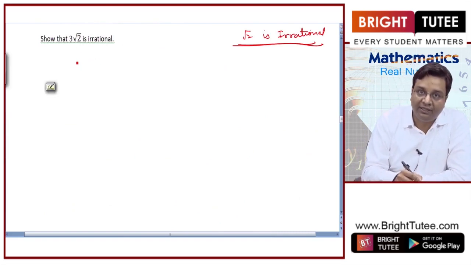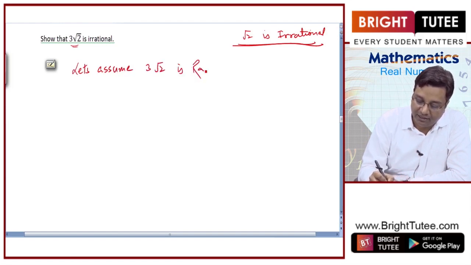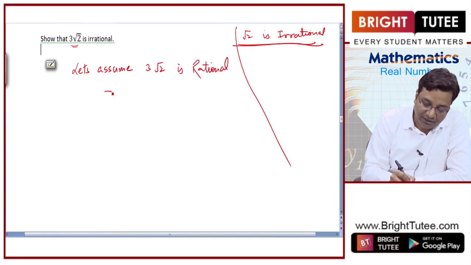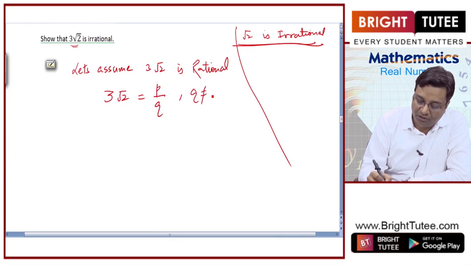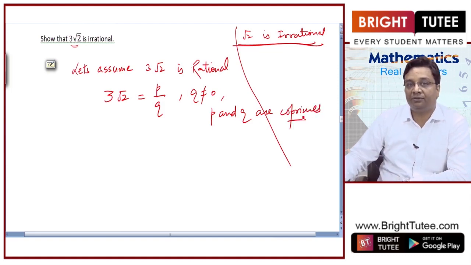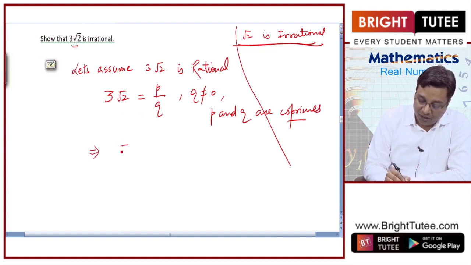So I'll start with the assumption that 3 root 2 is rational. So let's assume 3 root 2 is rational. Now if I have assumed it to be rational, it can be written in P by Q form, where Q is not equal to 0 and P and Q are co-primes. This is our assumption. So if we start with this assumption, then I can say root 2 is equal to P upon 3Q, right?